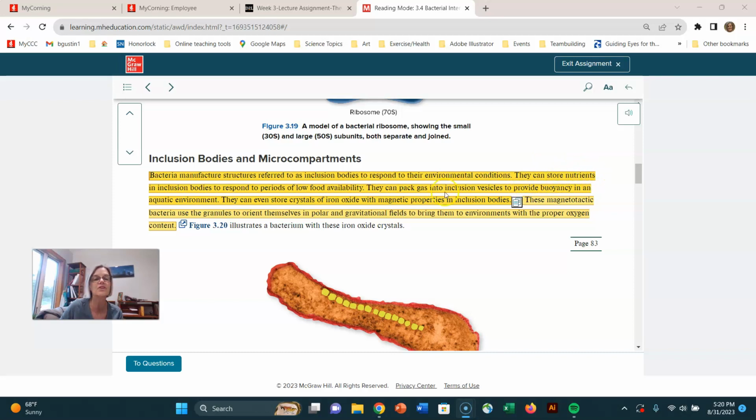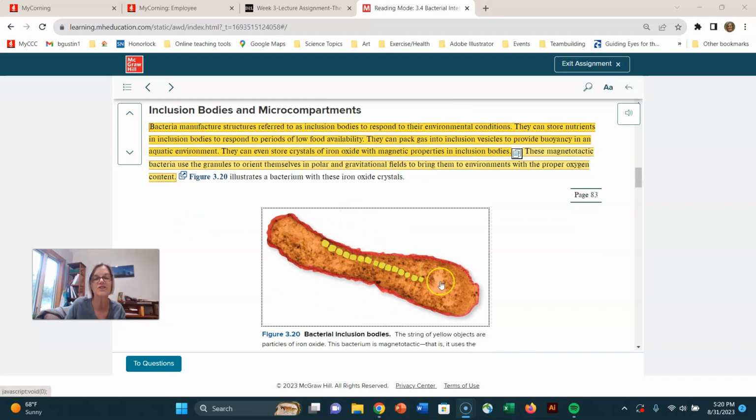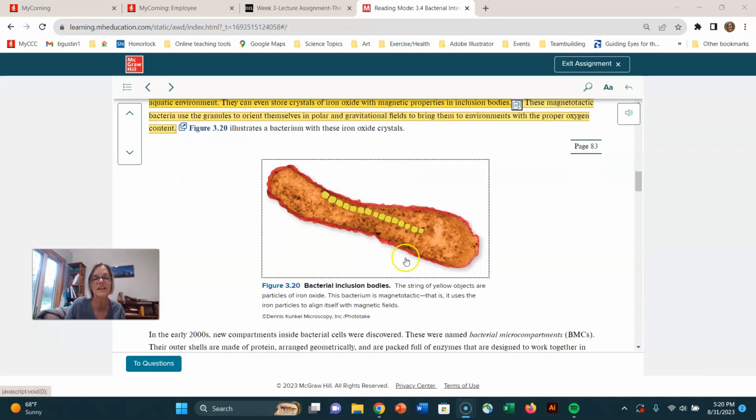It says they can store nutrients so they can respond to periods of low food availability. So some bacteria will store certain things inside of their cells to use for later. They also said some bacteria put gas in these little structures and it helps them float to the surface. It gives them buoyancy. So there are all different kinds of reasons why bacteria might have inclusions. If you see a picture of bacteria and they look like they have something inside them, like organelles, you can just say, oh, it must be some kind of storage product, some kind of inclusion.